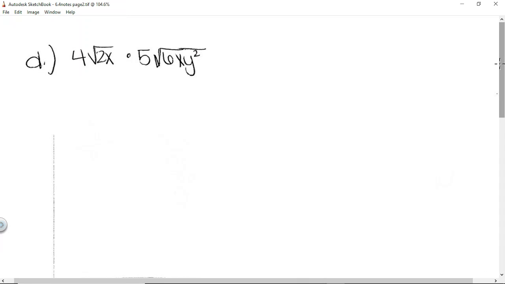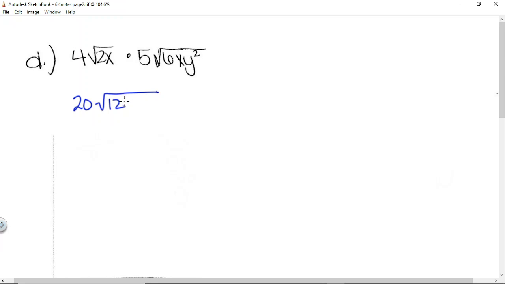Okay, so this is the last one we're going to look at. It does have numbers on the outside, so none of the others we did had that. So we multiply the numbers on the outside. 4 times 5 is 20. We multiply what's on the inside, including variables. So 2 times 6, that's 12.